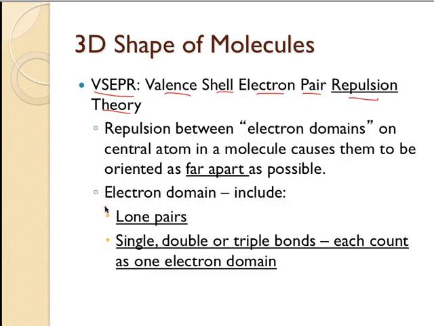We're going to define electron domains as lone pairs of electrons or bonded electrons, and those bonded electrons can be single, double, or triple bonds. Each of these counts as just one electron domain.